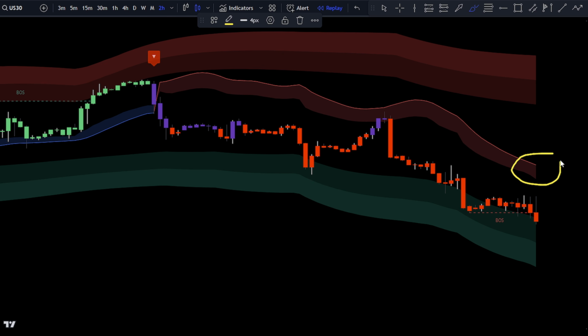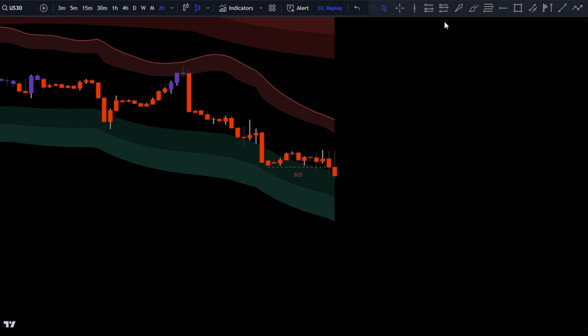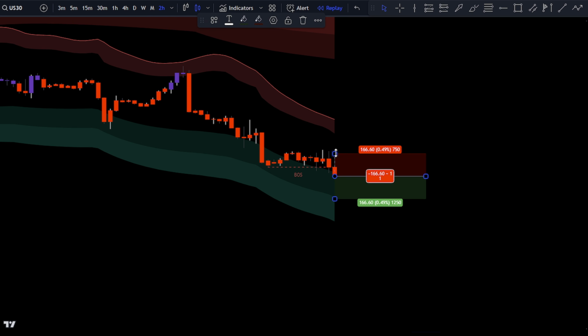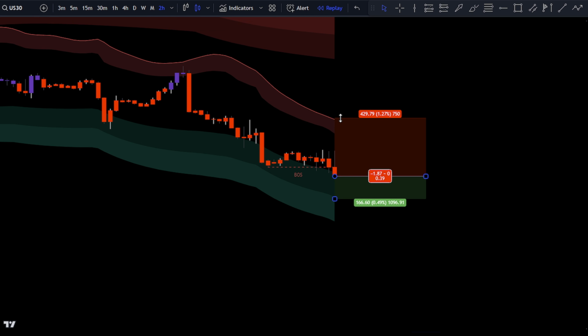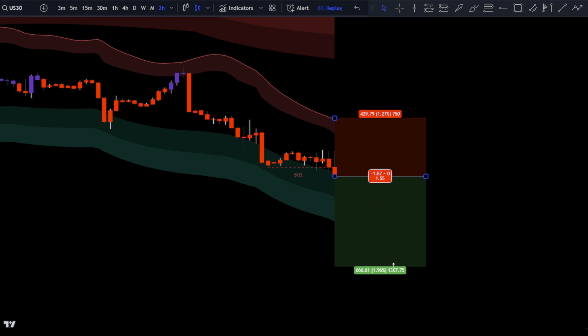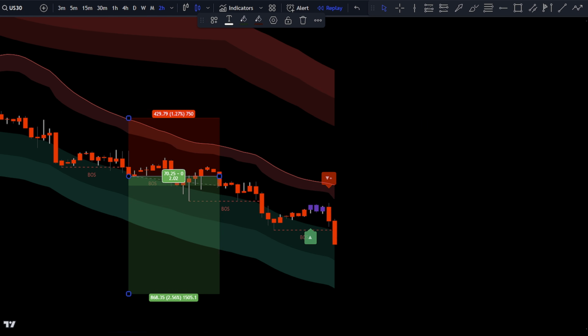Lastly, confirm that the smart trail is red. This ensures the trend supports taking a sell trade. When all three conditions are met, execute the sell trade at the close of the candle. Place your stop loss based on the smart trail and aim for a 1-to-2 risk to reward ratio for your take profit target.